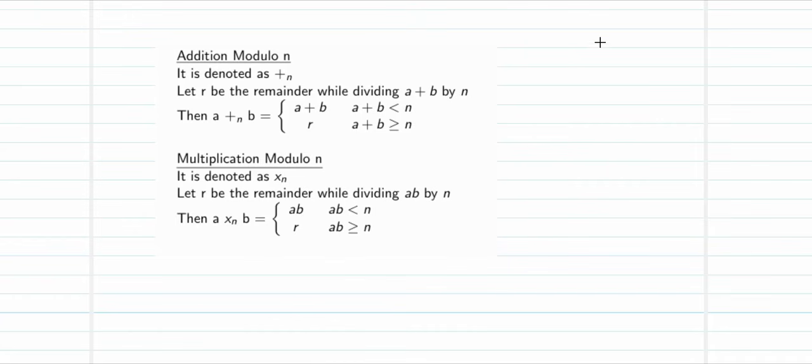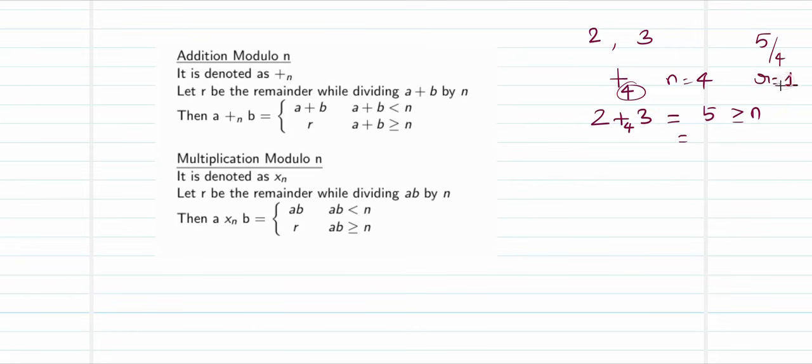So say suppose I have two elements called 2 and 3, and I do the operation of addition modulo 4. So 2 addition modulo 4, 3 makes it as 5. So I know that 5 is going to be greater than or equal to n, my n being equal to 4. So when the number is greater than or equal to n, I need to return the remainder. What is going to be the remainder when 5 is divided by 4? The remainder is going to be 1. So 2 addition modulo 4, 3 will be termed as 1.